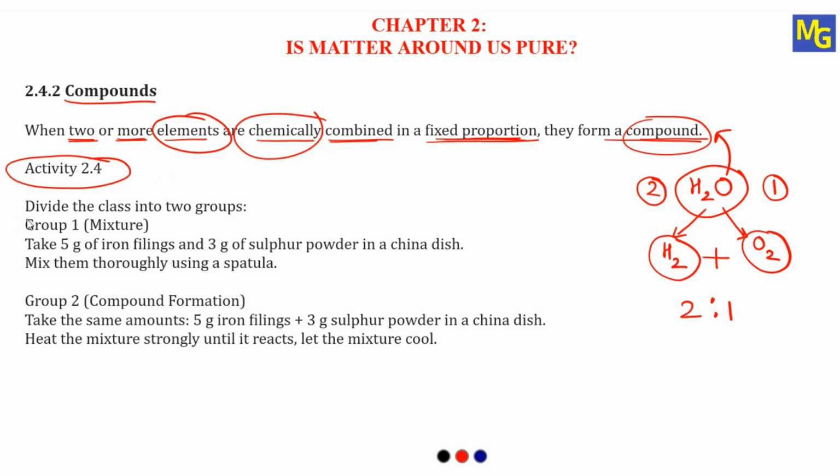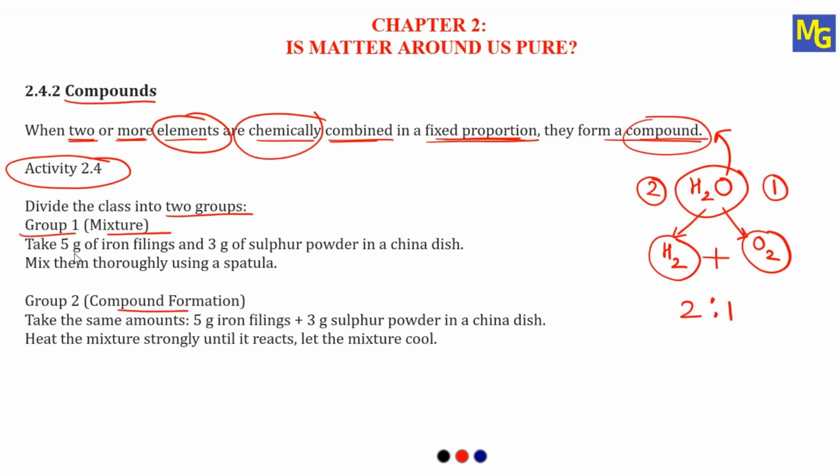See the activity. Divide the class into two groups. So what we are going to do first is divide the whole class into two groups. Group 1 is going to explain about the mixture, and group 2 is going to prepare a compound. So two groups we are going to make. The first group is about mixture, the second group is about compound.